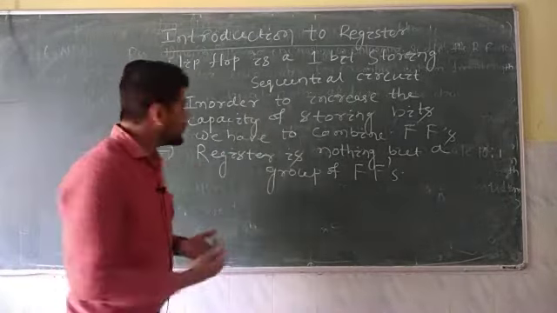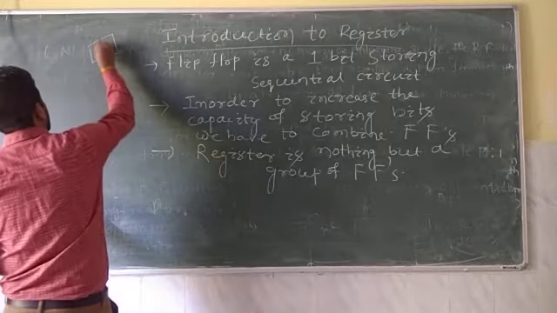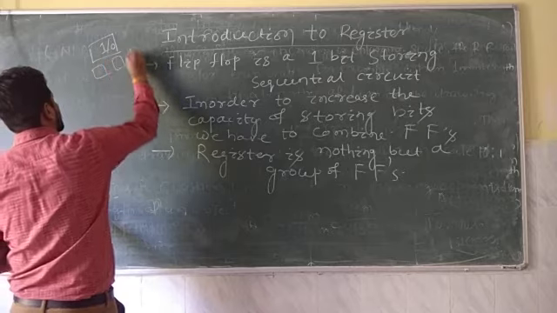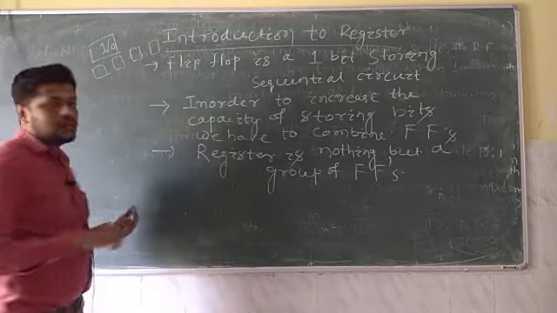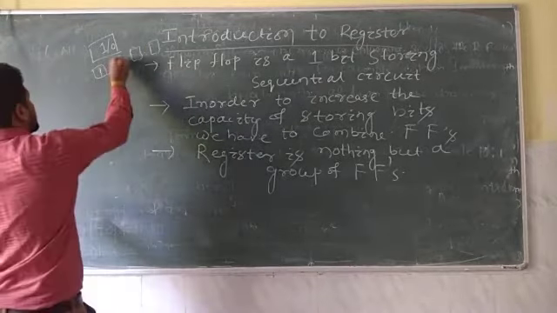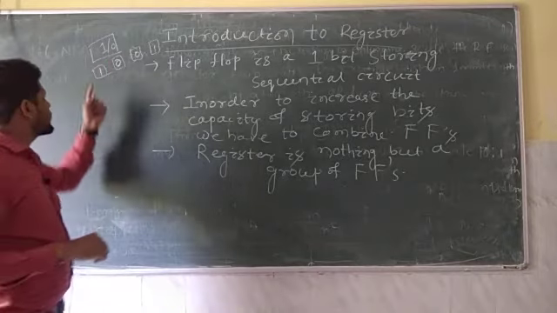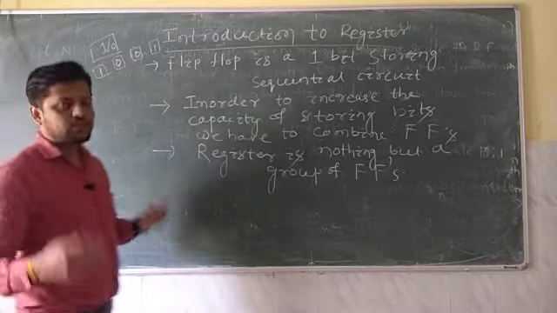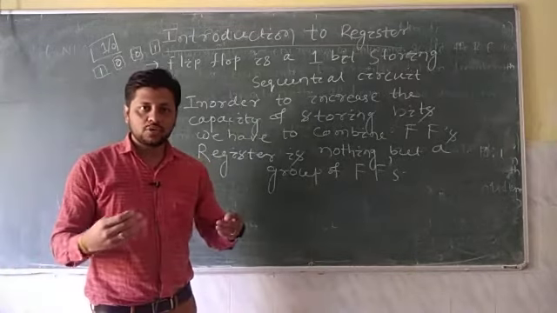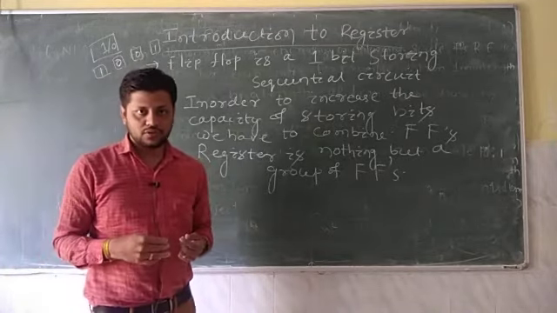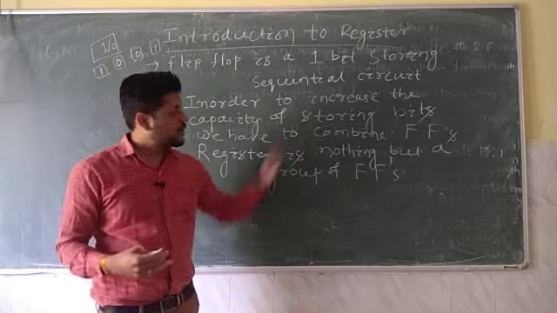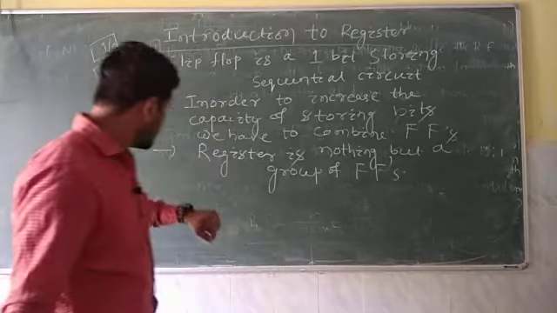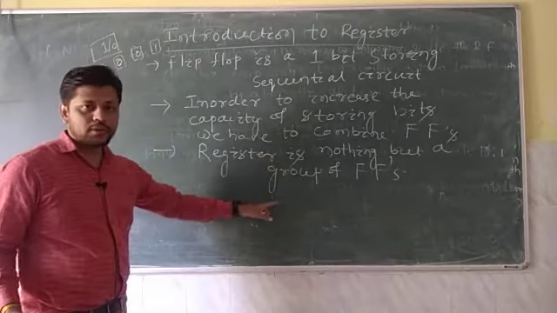Just like one flip-flop, suppose you have one flip-flop, this one flip-flop can either store 1 or 0. So similarly we have to combine, suppose for example 4 flip-flops, that 4 flip-flops will store that result 1 0 0 1. So this combination of 4 flip-flops is known as your register. So why are you combining the flip-flops? In order to increase the capacity of storing bits. So this is the definition. Register is nothing but a group of flip-flops.